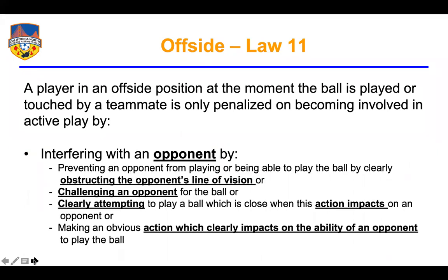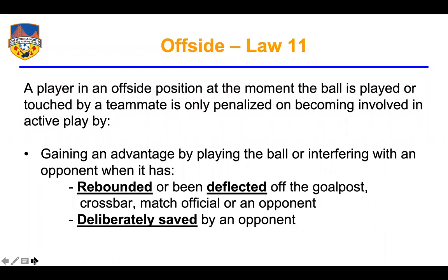So interfering with an opponent really means four different things. One, preventing an opponent from playing or being able to play the ball by clearly obstructing the opponent's line of vision. Two, challenging an opponent for the ball. Three, clearly attempting to play a ball which is close when the action impacts on the opponent. And four, making an obvious action which clearly impacts on the ability of an opponent to play the ball.